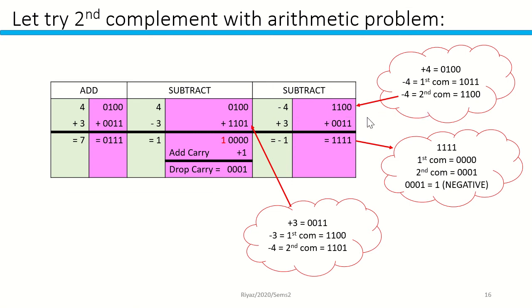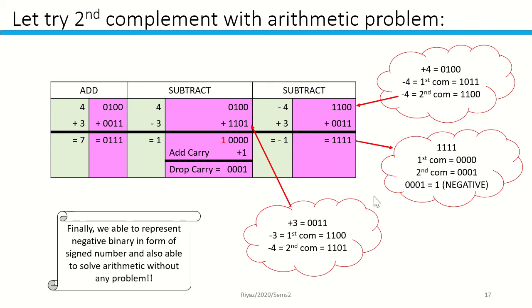Like I said, negative 4 is equal to 1100, and this one is 1111, and then we do the second complement. We're going to have 0001, which is negative 1, and this part is also already explained as before. So finally, we are able to represent negative binary in the form of signed numbers, and also able to solve arithmetic without any problem.